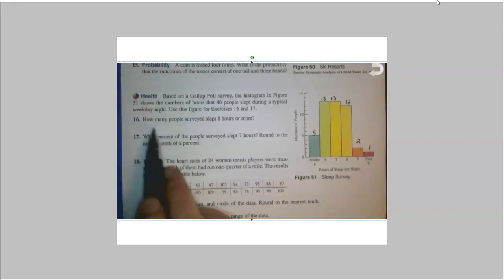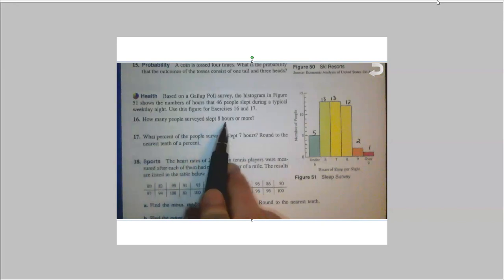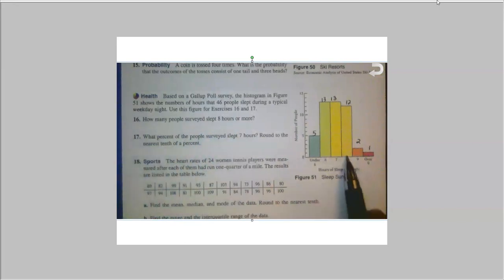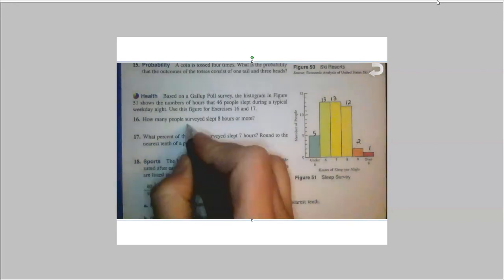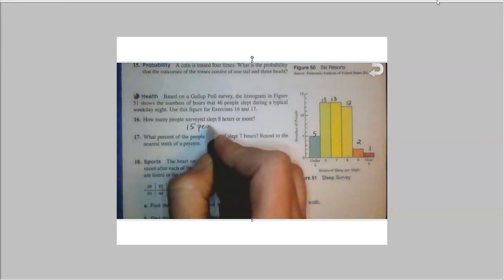So 16, how many people surveyed slept 8 hours or more? So 8 hours or more would include 12 plus 2 plus 1. And so that would be 15 people in all.